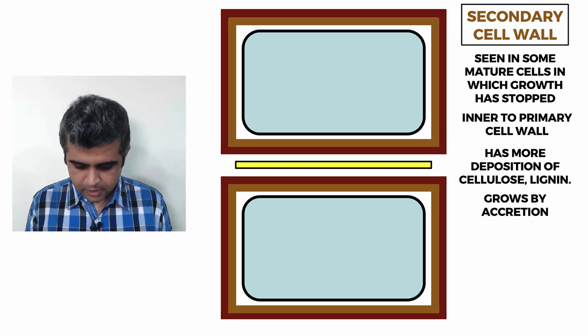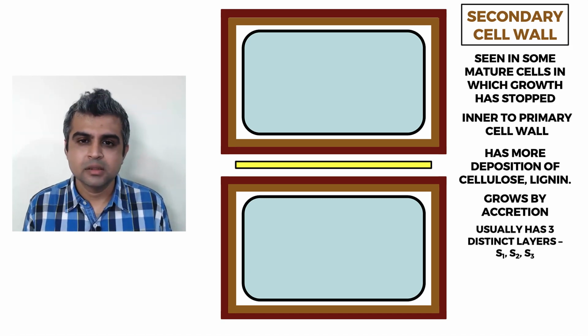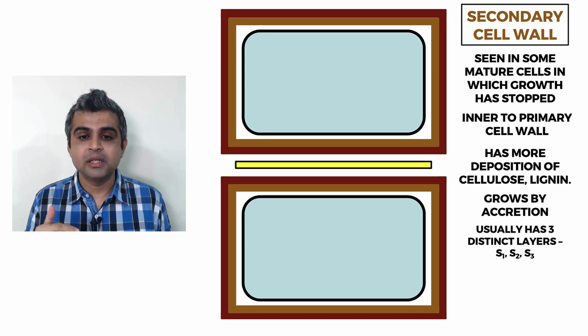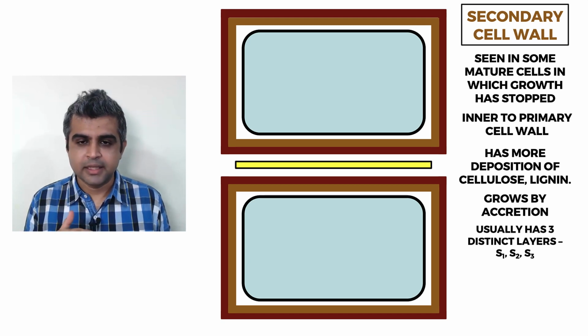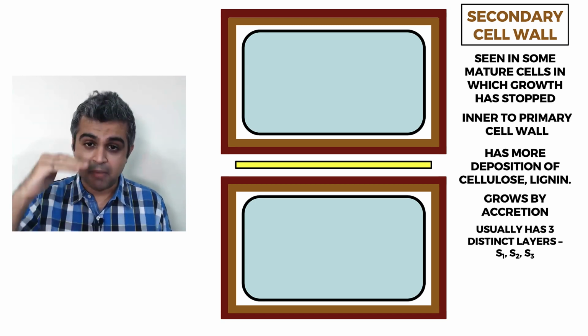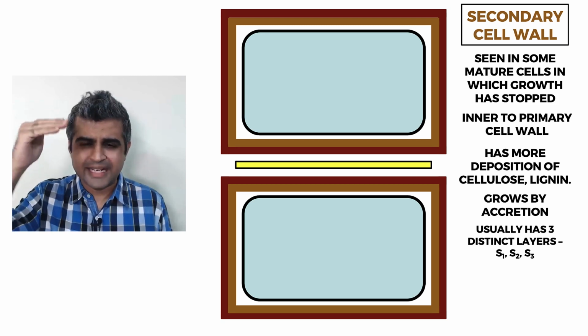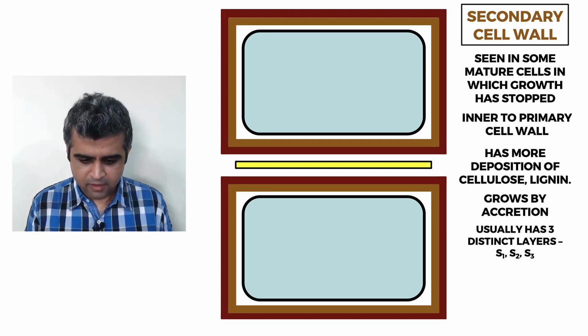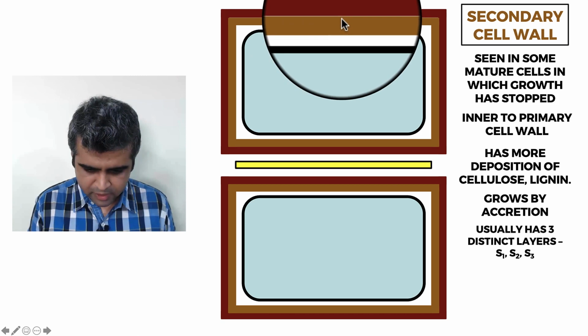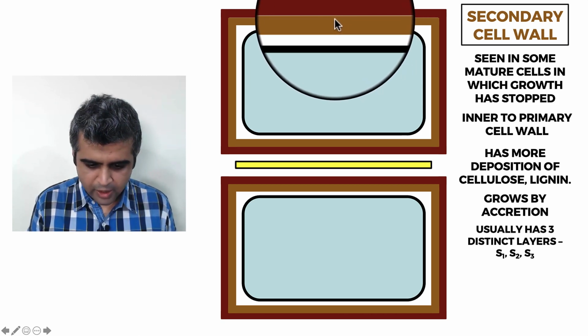Okay. Lastly, the secondary cell wall usually has multiple layers. Meaning के secondary cell wall पे जो सबसे बाहर की तरफ लेयर डाला है, मतलब प्राइमरी सेल वॉल के ठीक नीचे जो लेयर है, somewhere here, somewhere here, somewhere here on this side, that is called S1.